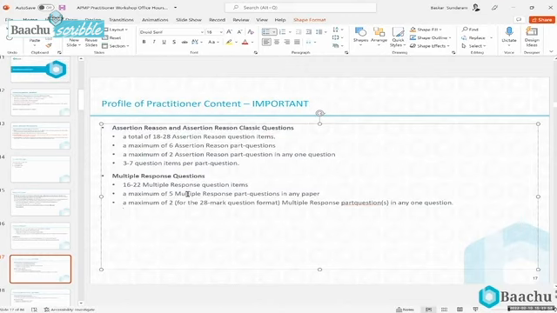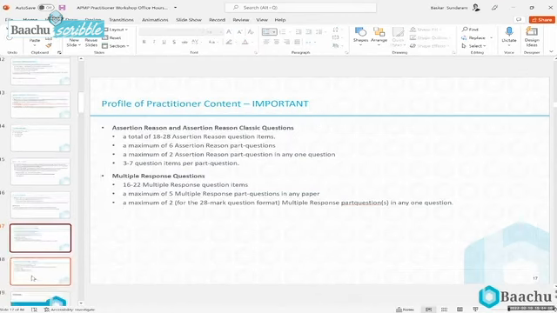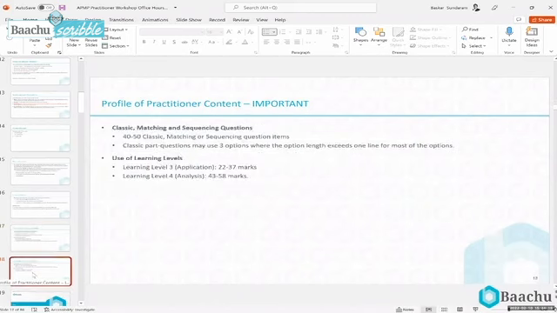So you need to see multiple response as even more demanding, be attentive, and try to score your maximum on that. With the assertion, you need to also be attentive, because you cannot waste any marks on this. In this one also, you have to try to score as much as you can. Just save this one. Then comes the classic matching and sequence question.